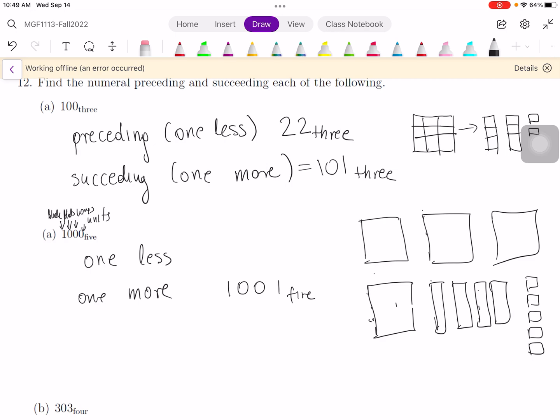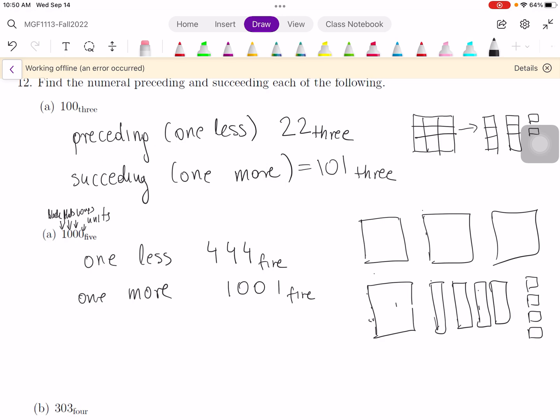The combined number of units is the same, because I have 1 block, but 1 block is the same as 5 flats. 1 flat is the same as 5 longs, and 1 long is the same as 5 units. So now when I take 1 unit out, notice I erased 1 unit. Now what I'm left with is 4 flats, 4 longs, and 4 units in base 5.